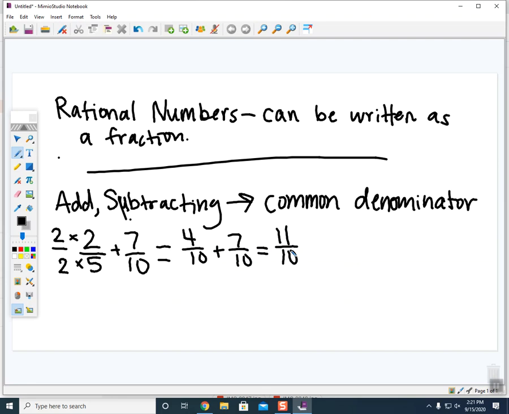I can just leave it in this form, 11 over 10. I know that maybe feels weird for you, but you can just leave it. Otherwise, if you remember how we get a mixed number, I would take 11 divided by 10. Okay, I know 10 goes into 11 once. When I do that, I'm left with 1.